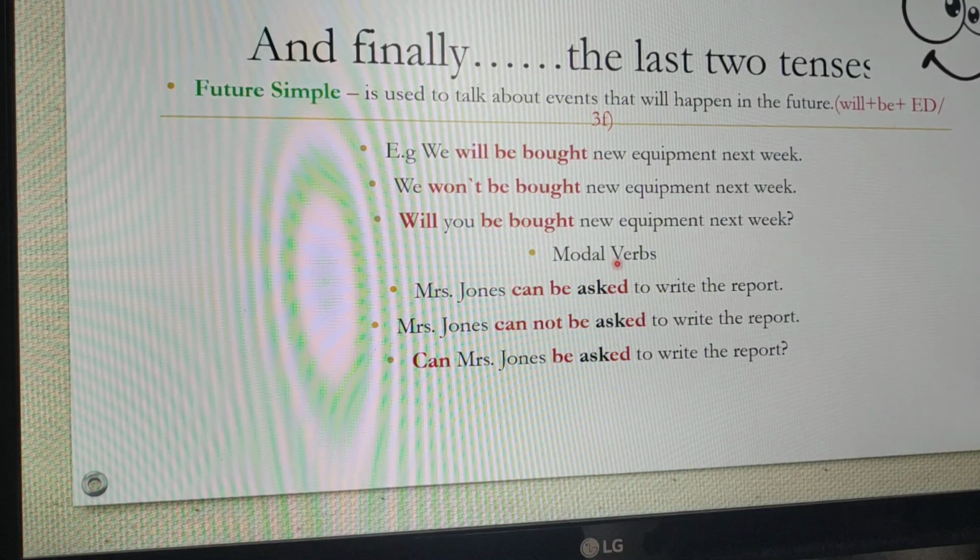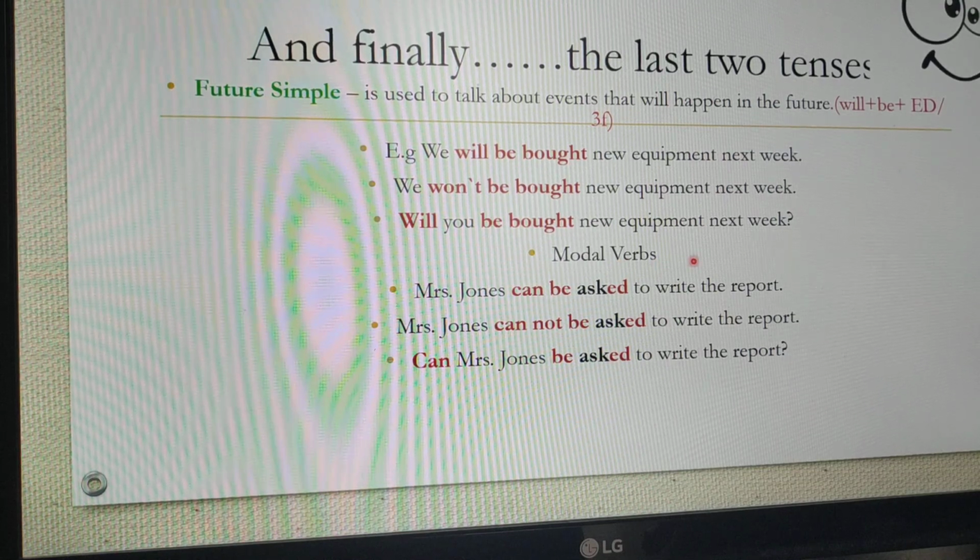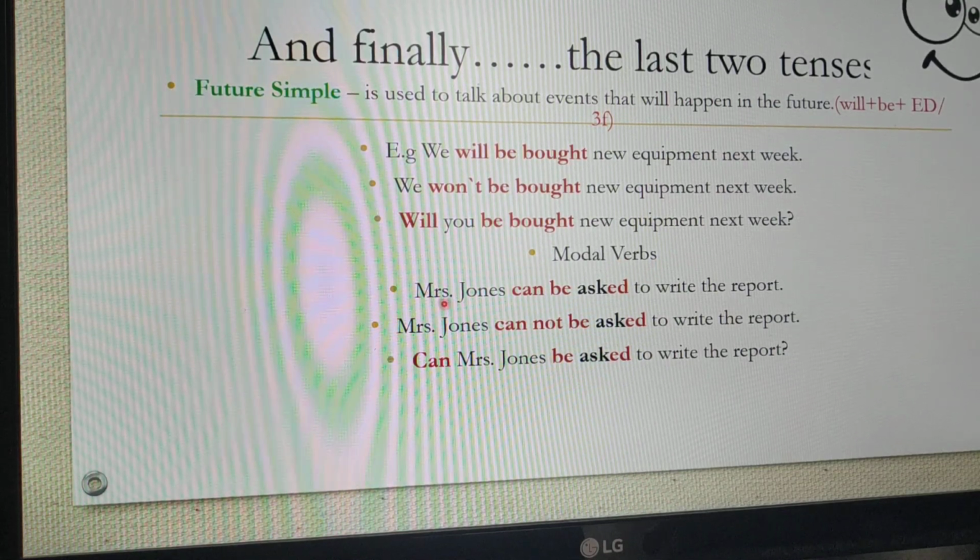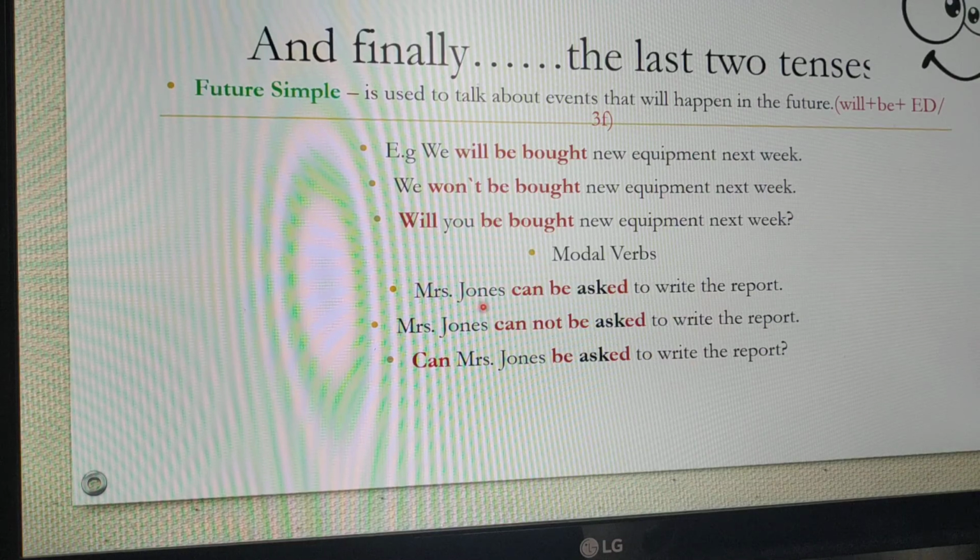And finally the modal verb. For example, Mrs. Jones can be asked to write the report.